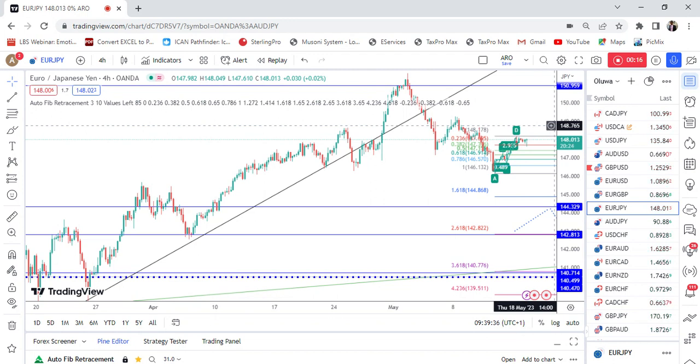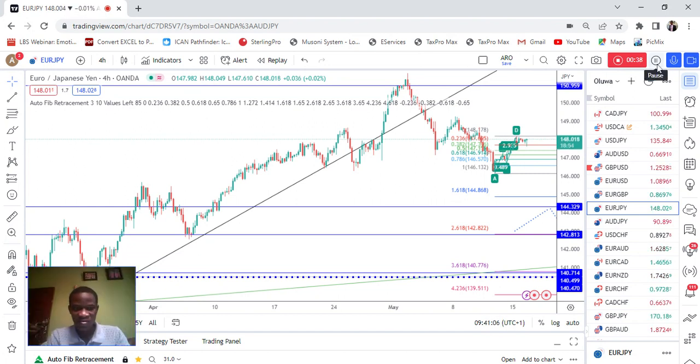Today we'll be looking at a particular topic on our TradingView. We'll be looking at how to identify market structure.